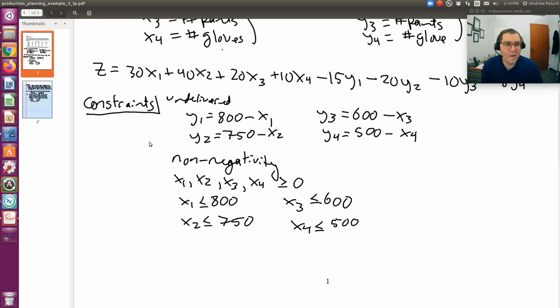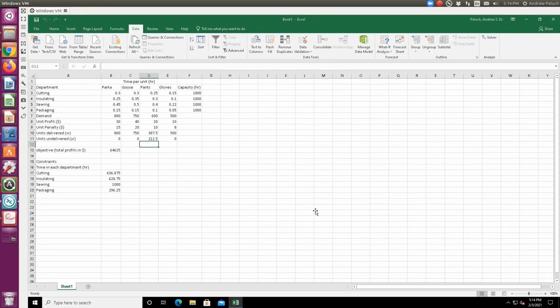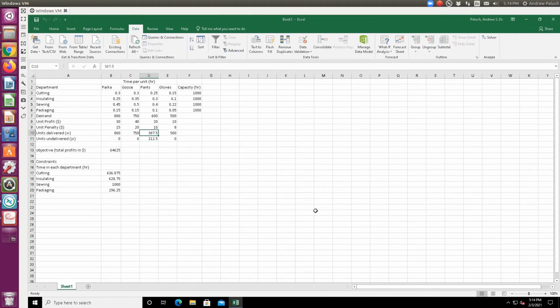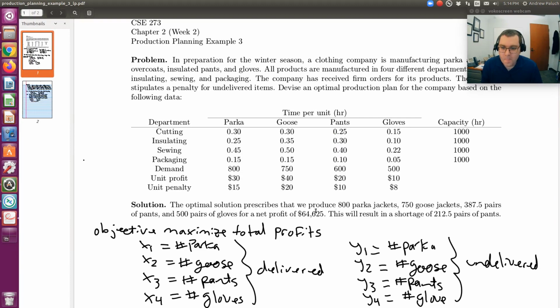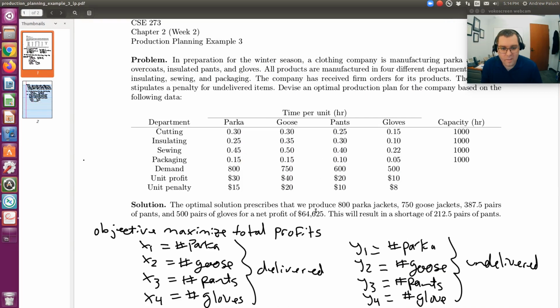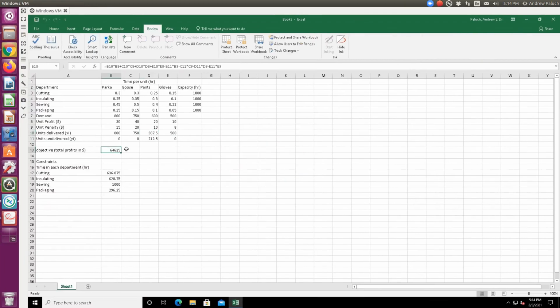So if I go back and look at the solution we were given up here, the optimal solution was 800 parkas, 750 goose jackets, 387.5 pairs of pants, and then 500 pairs of gloves. So perfect. And the profit's $64,625. All right, so we solved it correctly.